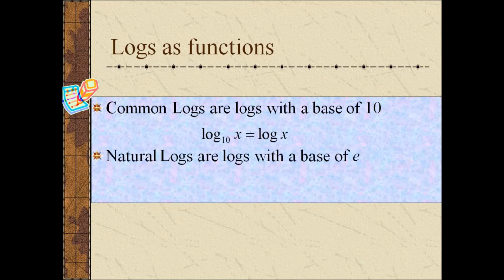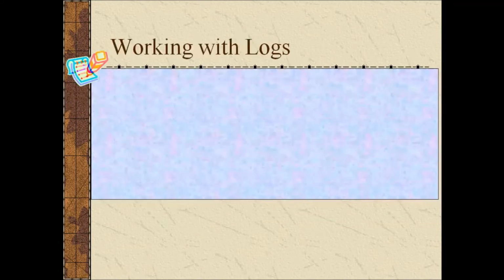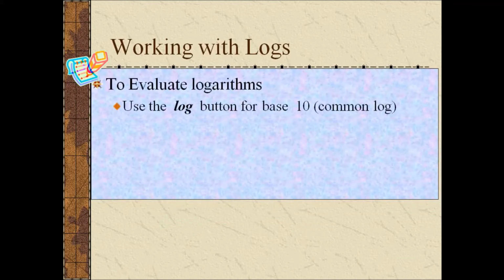Another log that we find used quite often is called the natural log. A natural log is a logarithm with the base e. Remember the constant e that we talked about a few sections ago when we talked about continuous compounding. The log base e of x can be written ln of x. These two logs are used so often that they actually usually have their own button on a calculator. Use the LOG button for the log base 10. Use the LN button for the log base e.